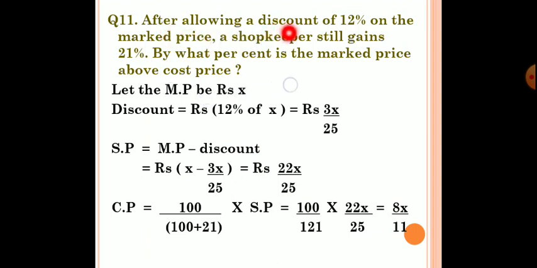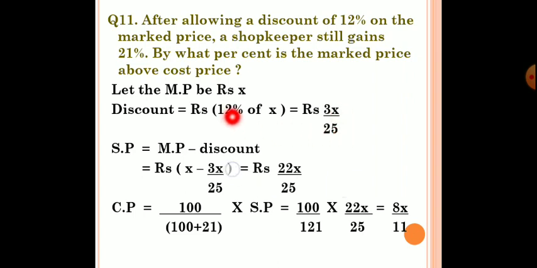After allowing a discount of 12% on the marked price, a shopkeeper still gains 21%. By what percent is the marked price above cost price? So, first we will take the marked price to be x. So, discount is equal to 12% of x, that is equal to rupees 3x by 25.